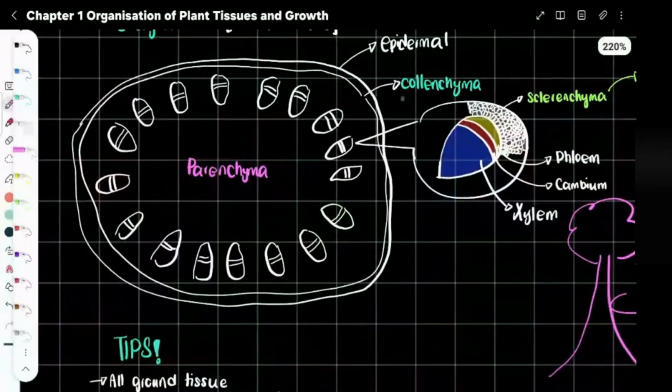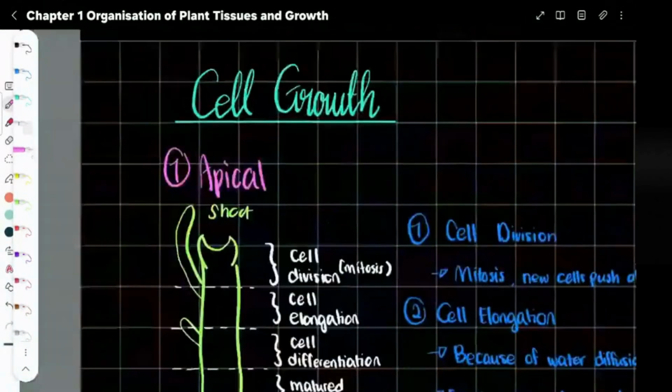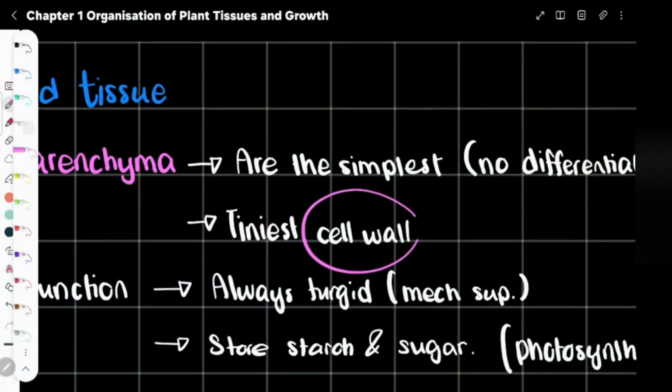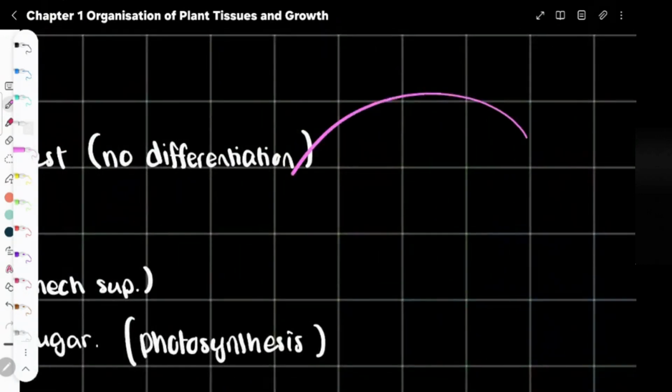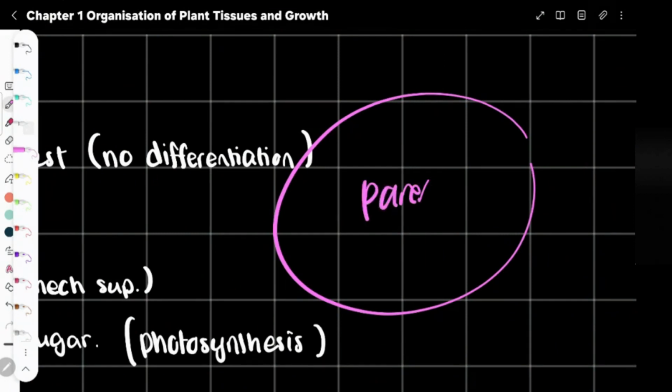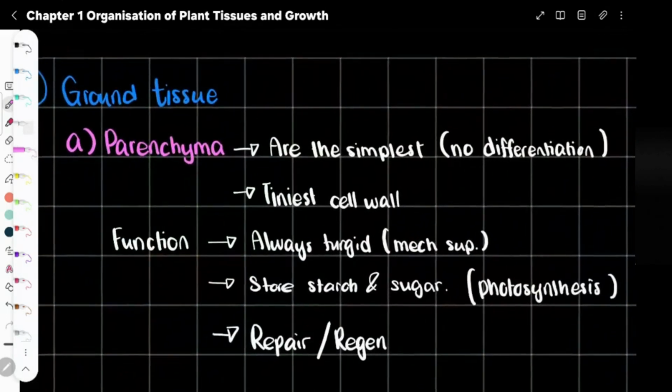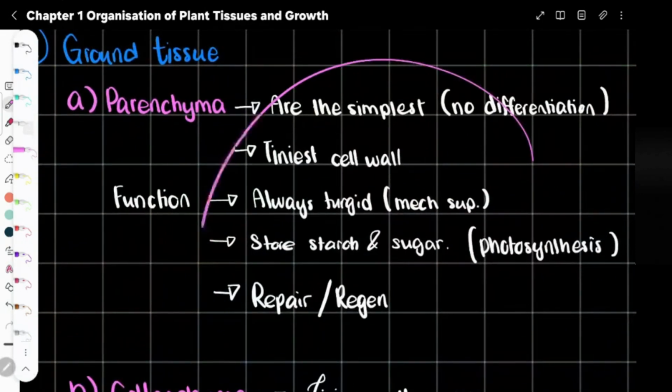Now, collenchyma and parenchyma. Parenchyma, for you to understand, look here. Parenchyma is the simplest and tiniest cell wall. Why? Just now I said most of the cell, maybe not 99, probably 98, is parenchyma. It has to be the simplest one. Imagine the cell would be weird, looking weird otherwise. So parenchyma is that one. Later I'm going to explain another way to memorize the function, but so far you have to understand the diagram.